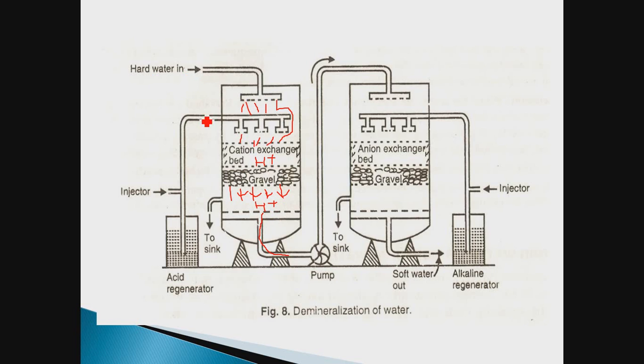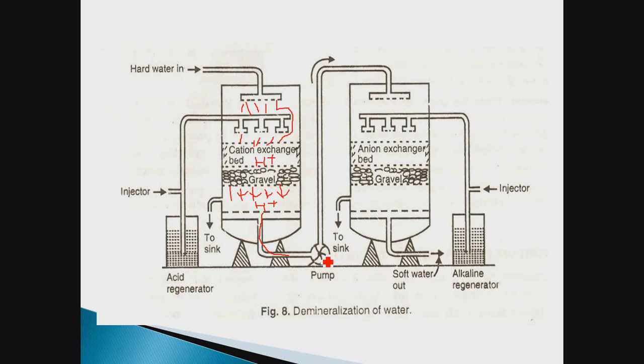Actually, the hardness-causing impurities are retained in this cation exchanger resin, and the water coming out from here has extra H+ ions, because these H+ ions were the exchangeable ions present in the resin. Later we will see this with the help of the reactions also.